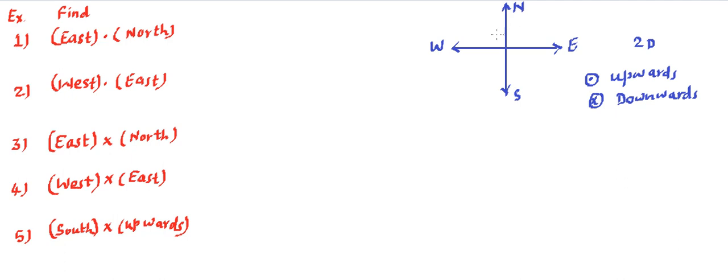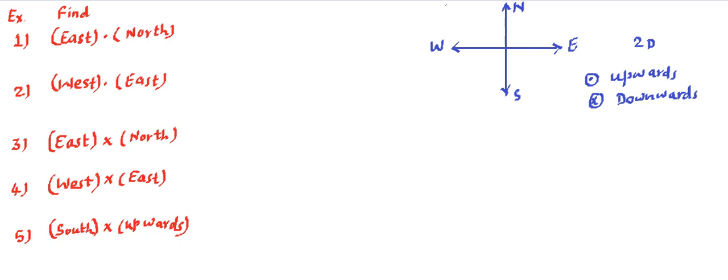Because this north, south, east, west, if you look at the practical consideration, they are in the horizontal. So all are in the horizontal, and the upward direction is perpendicular to the horizontal. Though this north appears to be upward, it is not upward in the actual sense. It is horizontal. East is horizontal.